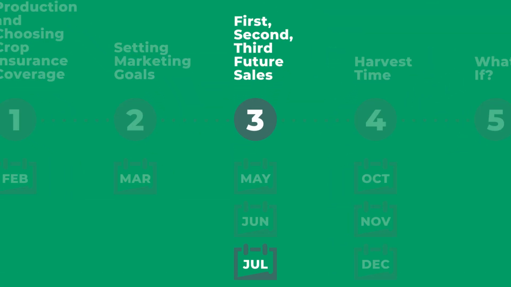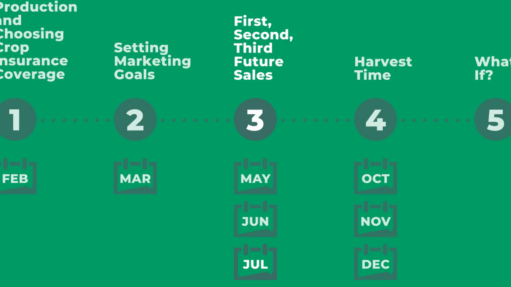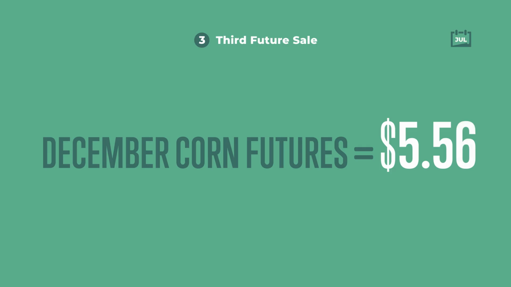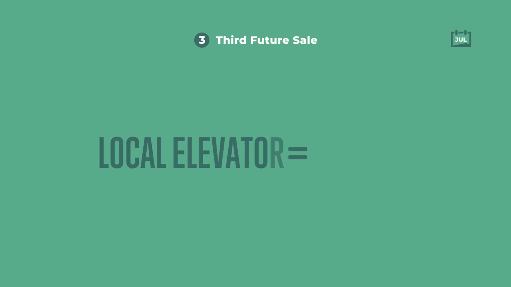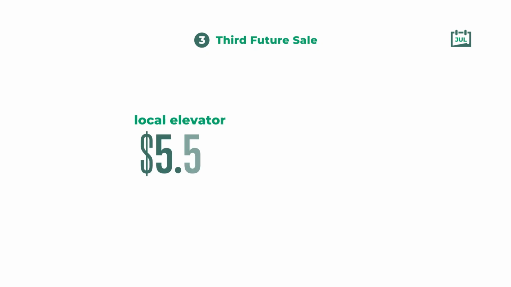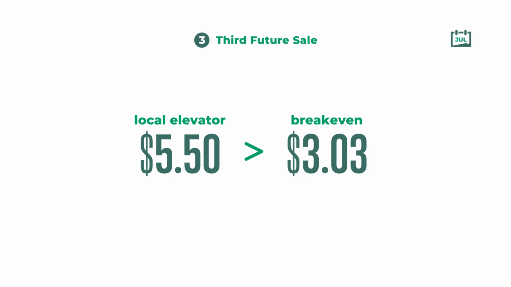Throughout the summer months, your crop continues to develop, and you are feeling good about the yield potential. But even if the crop had challenges, you are selling against your insurance guarantee, so you're still protected. In July, you see December futures for corn are $5.56, with your local elevator offering $5.50. Although this price isn't as great as your last sale, it is still above your updated break-even of $3.03, and you decide to stick with your marketing plan to make incremental sales.